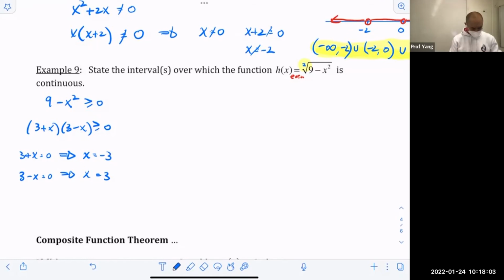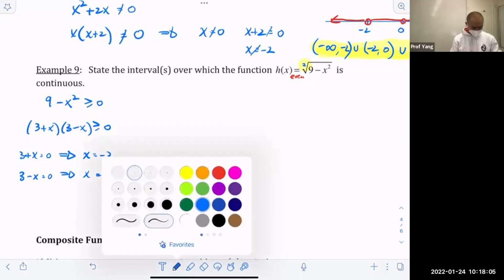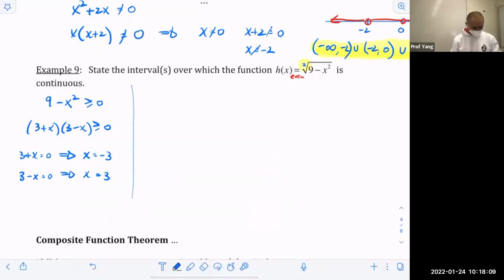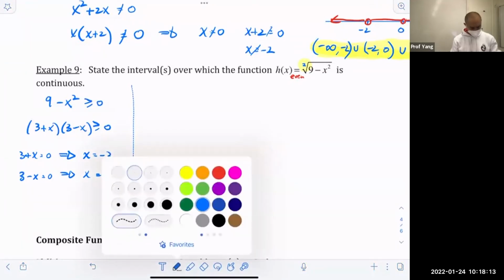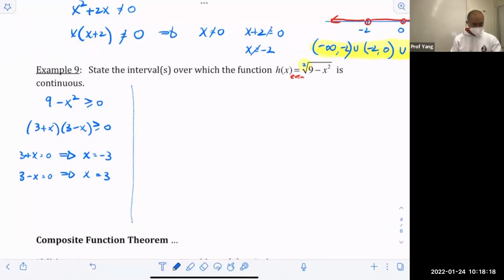I want to go over a couple different methods here. So let's do it like this. It's supposed to be straight, but I won't worry about it. The first method is using test points. This is the method that students like. So how does test points work? You're going to draw a little number line. You got a -3 here, and you got a 3 here.